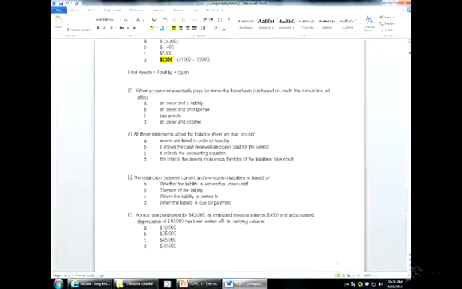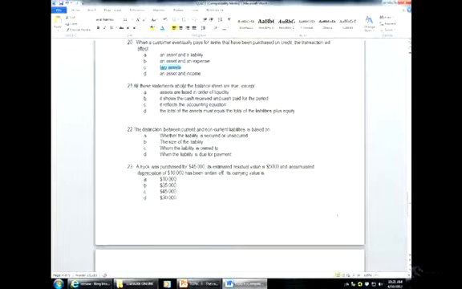When a customer eventually pays for items that have been purchased on credit, the transaction will affect... Now a customer is paying off his dues to me. So since the customer has to pay me, I would have had an account receivable. Account receivable is an asset. Now an account receivable is paying me off the cash, so accounts receivable will go down, and I'm receiving cash, my cash will increase. So this transaction affects accounts receivable and cash, which are two assets. So the answer to this is two assets.